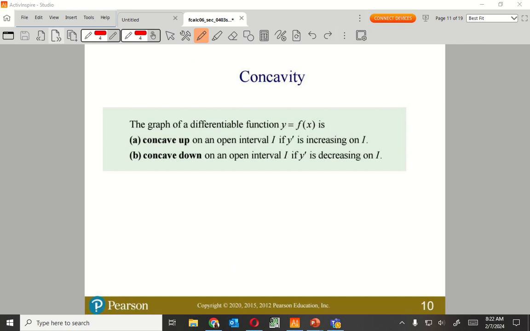All right, concavity. The graph of a differentiable function y equals f of x is concave up on an open interval if y prime is increasing on the interval. Concave down. So, you ready to throw up some gang signs here? Gotta throw up some concave up, right? So think about it. If it was concave up, what do you think that is right there in the saddle? The 0 or minimum. Yeah, it's a minimum, right?